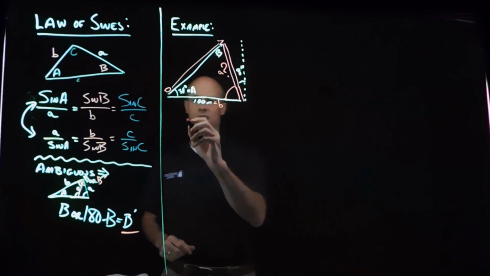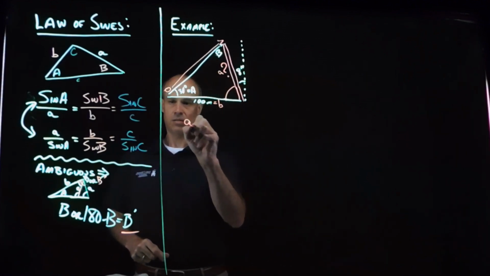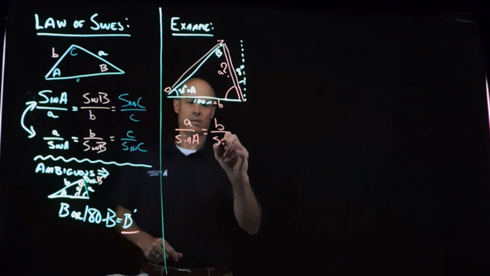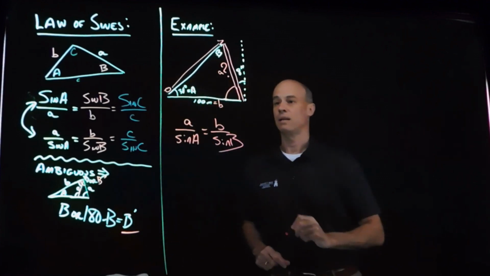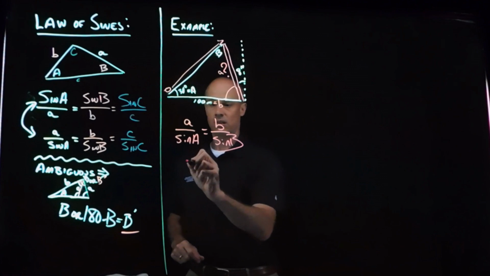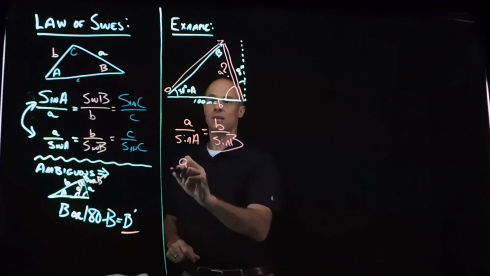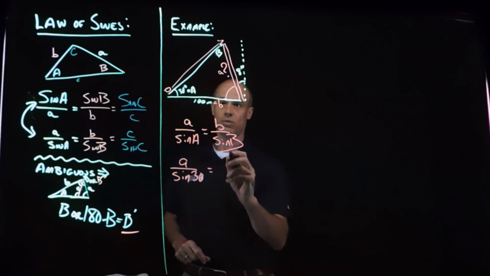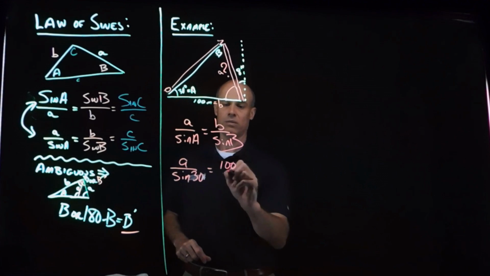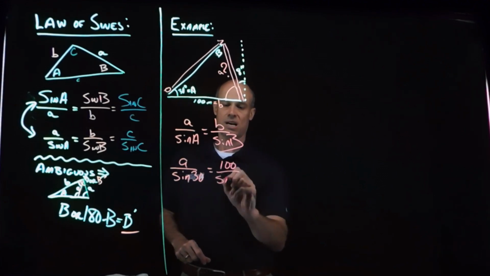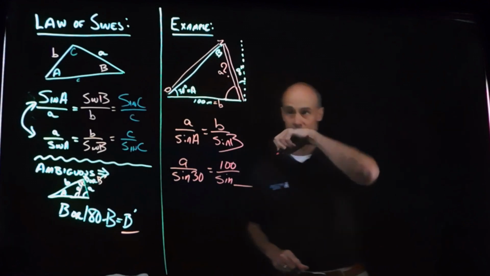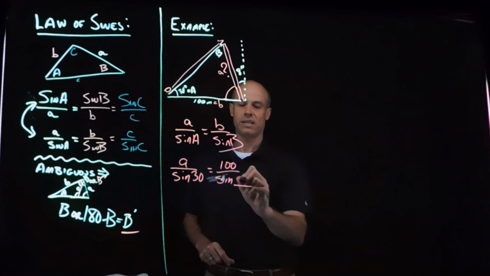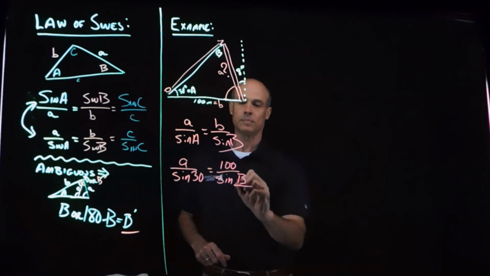Okay, so we're going to go ahead and use the law of sines to solve this problem. And we know that little a is unknown. A is 30, so this is a over sine 30 is equal to b, which we do know, over sine of B. Well, we need to know what B is. This is pretty easy to determine, but we don't know it quite yet.